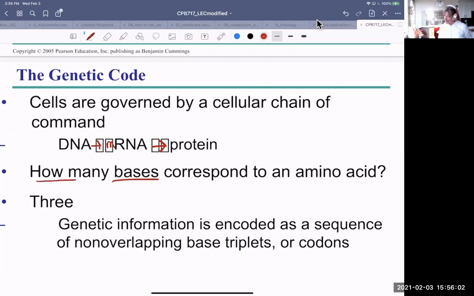And how many bases correspond to one amino acid? Turns out to be 3. And they're called triplets, base triplets, or more often we use the term codons. And each 3-base codon corresponds to one amino acid.